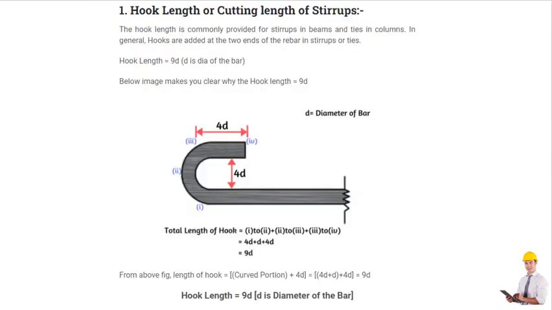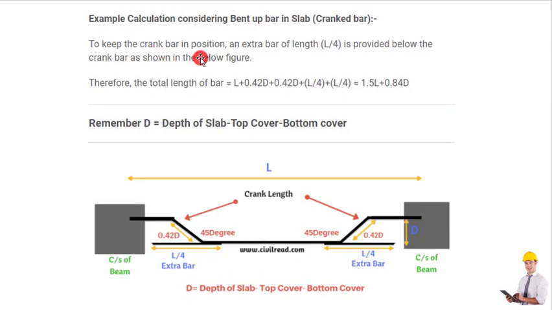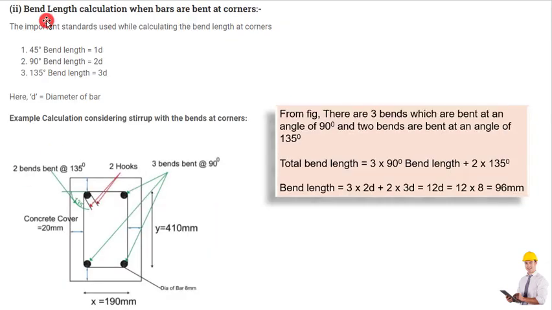So these are the important points we need to consider. The first is the hook length or cut length of the stirrup. For that, the formula is 9d, and for crank bars, the total length of the bar will be 1.5 L plus 0.84d. And for the bend length, when the bars are bent at corners, it will be 12d. Got it? So these are 3 important formulas we need to keep in mind.